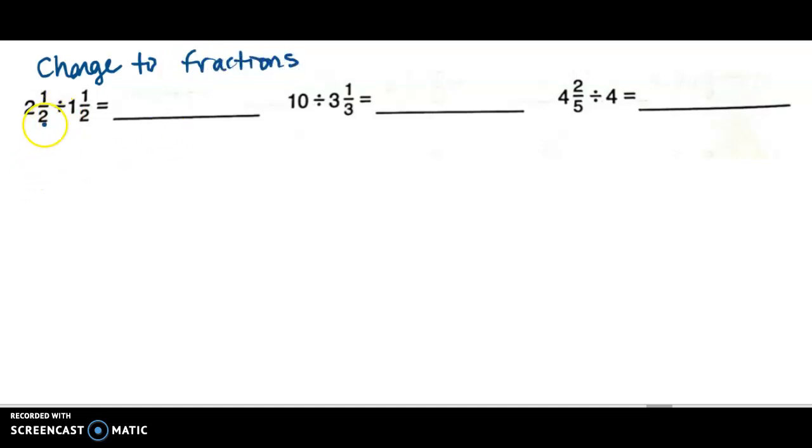Change to fractions. So I've got 2 times 2 is 4 plus 1, so I've got 5 halves. And I'm still going to keep my division because I'm just changing right now to the improper fractions.